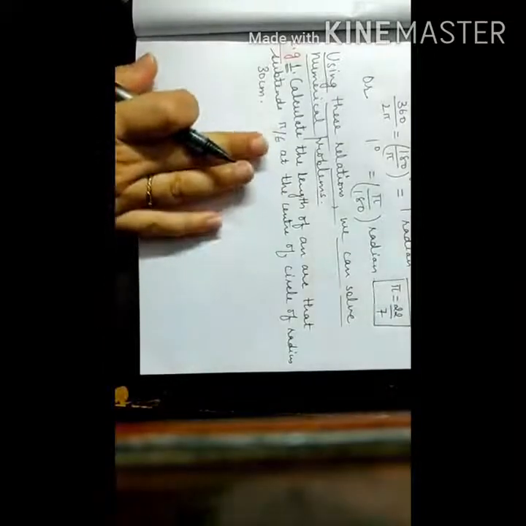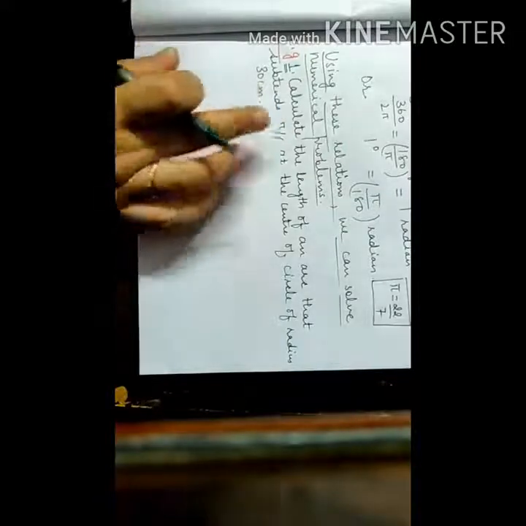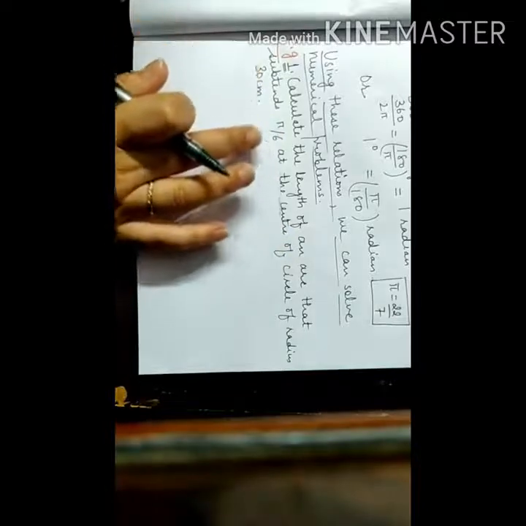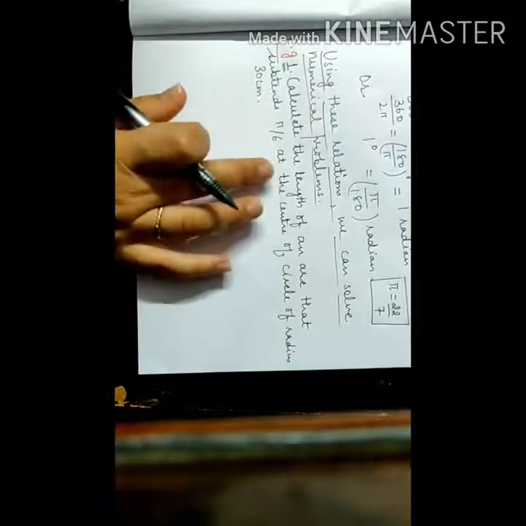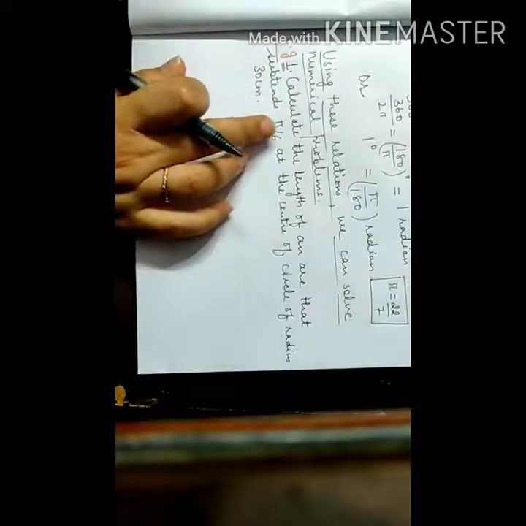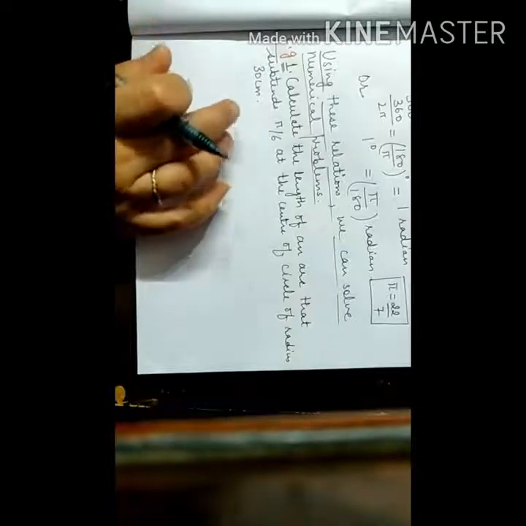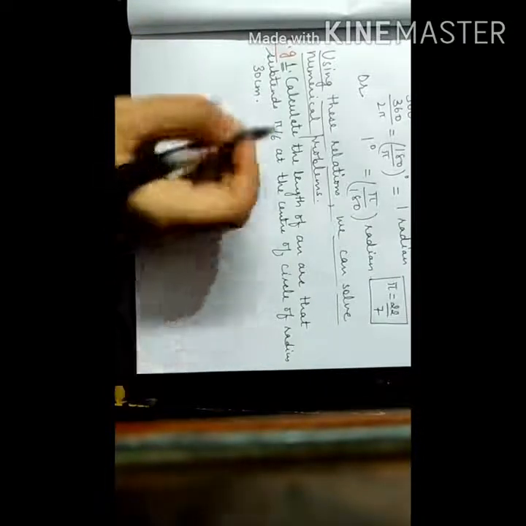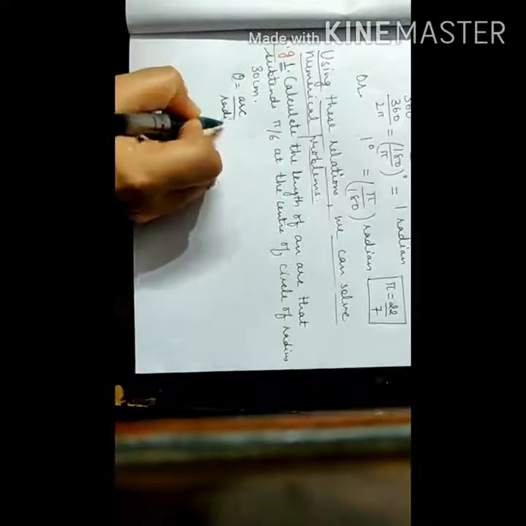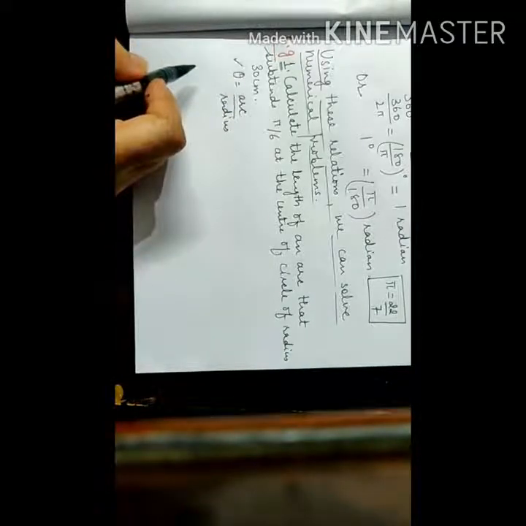We have to solve this example. This is a numerical problem. Now I'll read it for you. Calculate the length of an arc that subtends pi by 6 angle at the center of a circle of radius 30 centimeter. Now it is given in pi by 6. That means it is in radian. Now while solving the problems by using the formula arc upon radius, right, you can never take the angle to be in degrees. You have to take the angle in radian only.